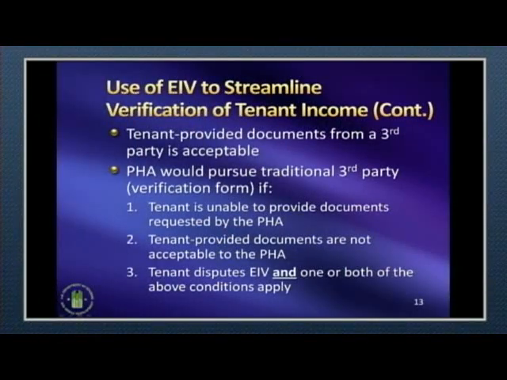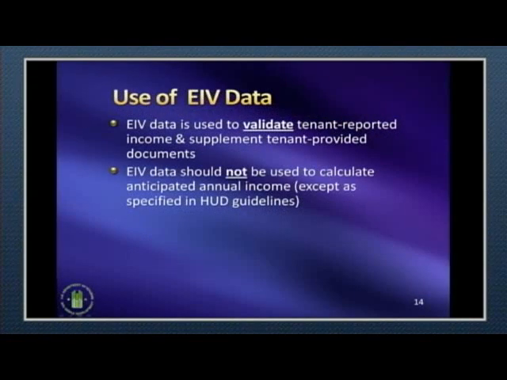Last but not least, if your tenant disputes the EIV and one of the above conditions applies, then you have to go the traditional third-party verification route. So as I mentioned before, use of the EIV data is very clear-cut. You're using it to validate tenant-reported income, okay? Family comes in, or if you're doing your annual re-exams by mail and the person writes down that they received no income, and they fill out the zero income checklist, and you compare that with EIV, and you don't see any wages, and you don't see any Social Security or unemployment, then everything is okay.